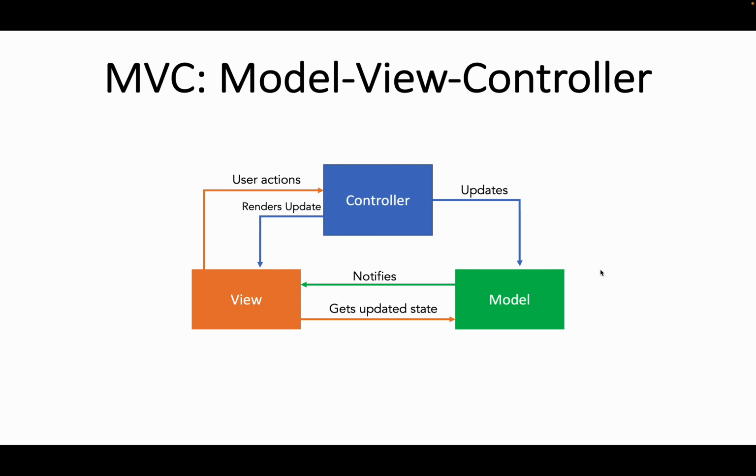The MVC pattern was first introduced in the late 1970s for the Smalltalk programming language. There are three components in this architecture: model, view, and controller.